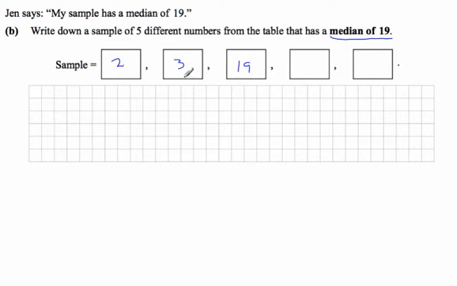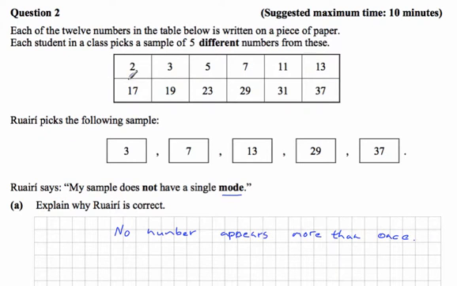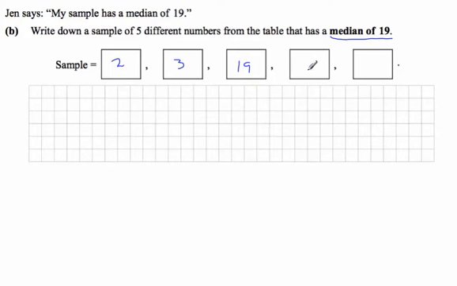There's lots of other numbers we could pick. And now any 2 numbers that are higher than 19. So there's 19, and all these numbers here are higher, so we could pick 23 and 31. So 23 and 31. Okay, so there is one of the possible answers for part B.